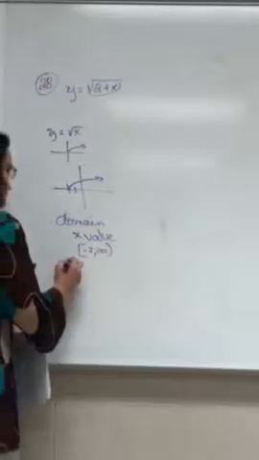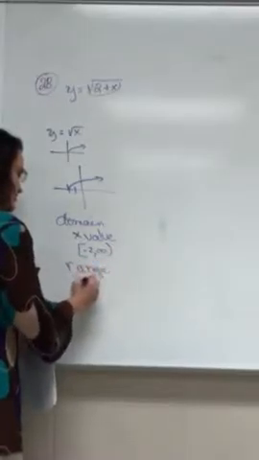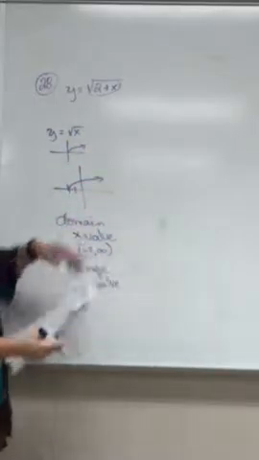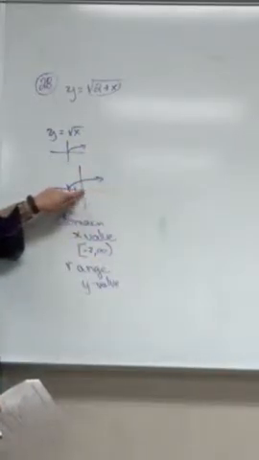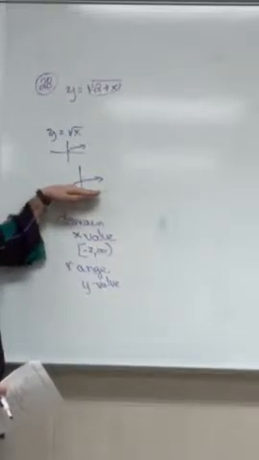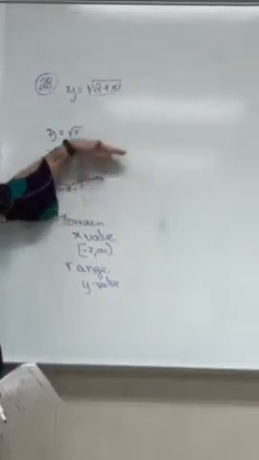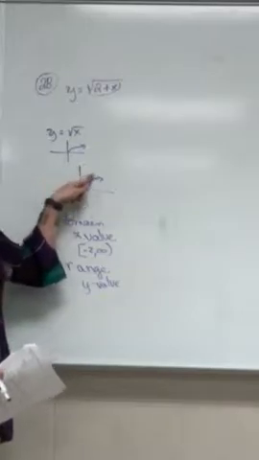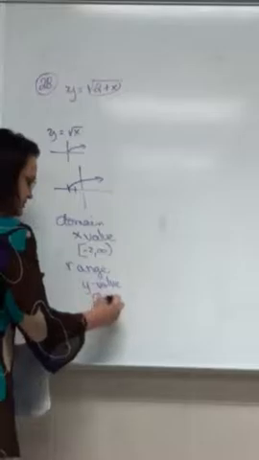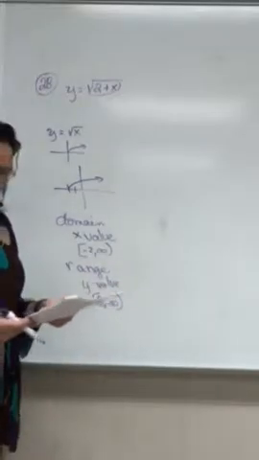The range would be the y values or the low to high values. On this graph, it's a low point or a y value of 0 at negative 2. It's negative 2, 0 for y. So 0, and then it's going upward, slowly upward, but it is merging upward without bound. So the y values or the range values is 0 to infinity, like so.